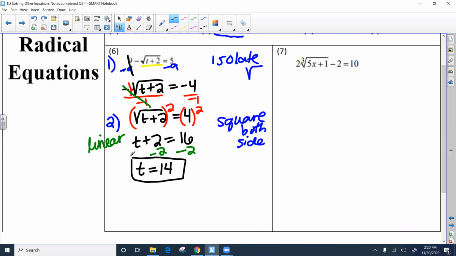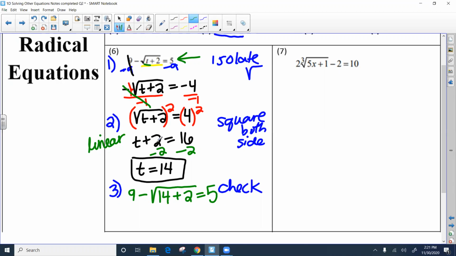I am not quite done yet because we do always want to remember to do step 3, which is to check. We want to check for extraneous solutions. So when we're checking, we always are plugging into the original equation. So I'm plugging in the 14 for the t. It looks like this: 9 minus square root of 14 plus 2 equals 5.